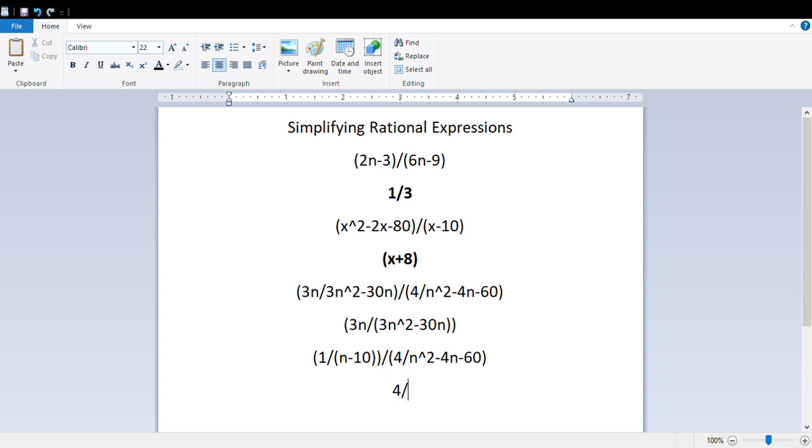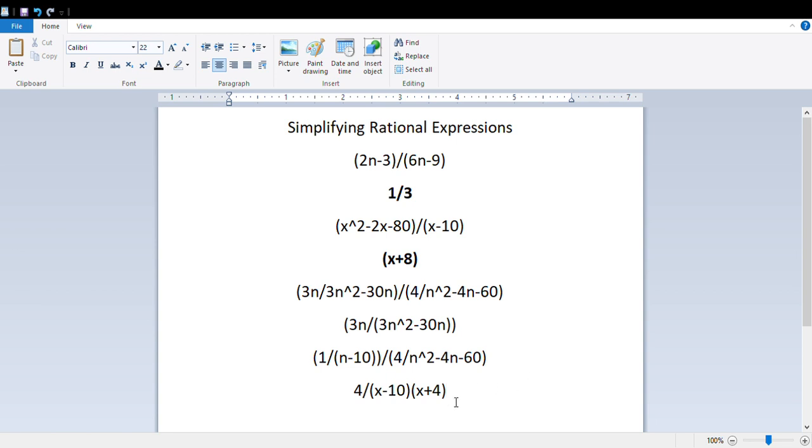So based off of what I'm seeing right here, I think I'm probably going to use a -10 and a 6. Because if you multiply -10 and 6, you get -60. If you add -10 and 6, you get -4. So it'll be n minus 10, n plus 6.